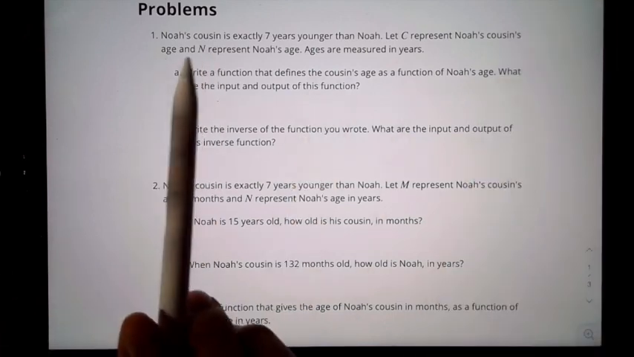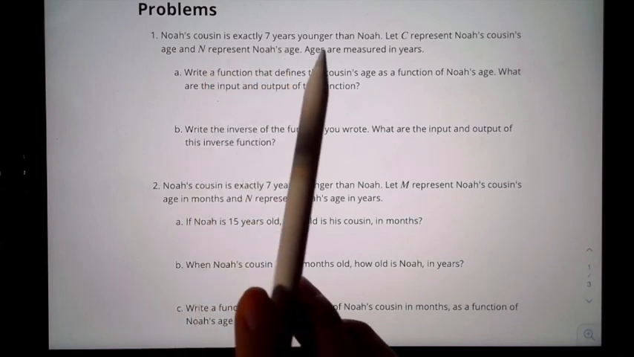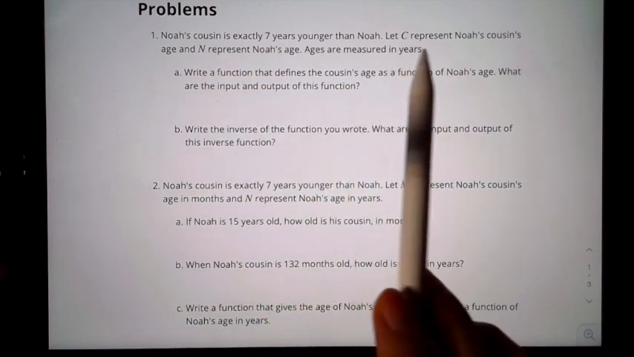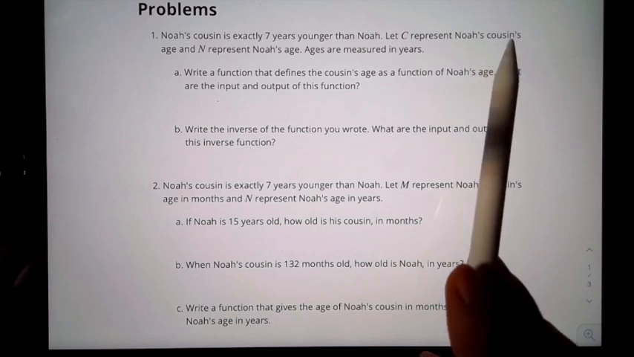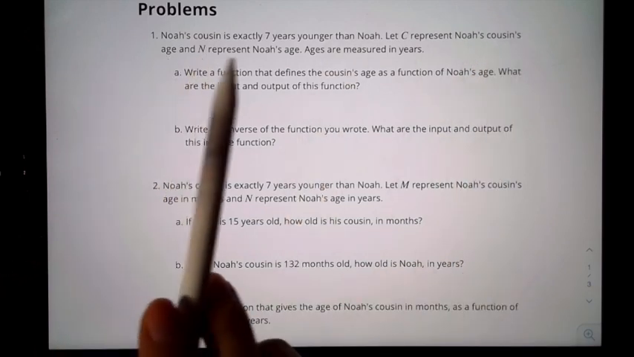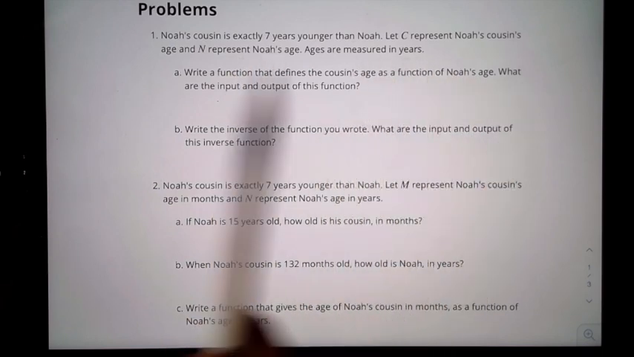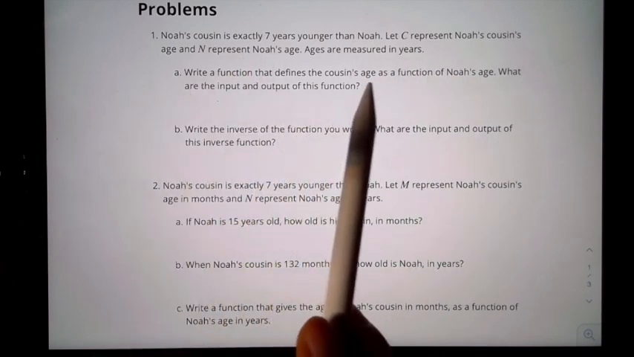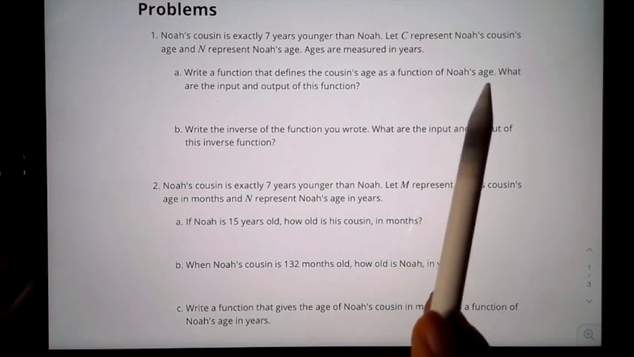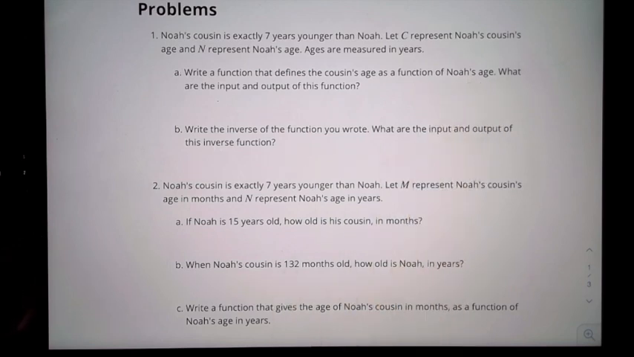It says Noah's cousin is exactly 7 years younger than Noah. Let C represent Noah's cousin's age, N represents Noah's age. Ages are measured in years. Write a function that defines the cousin's age as a function of Noah's age. What are the input and output of this function?